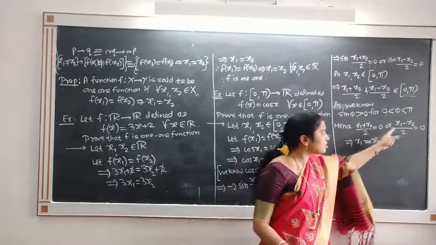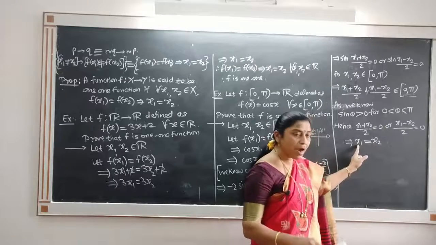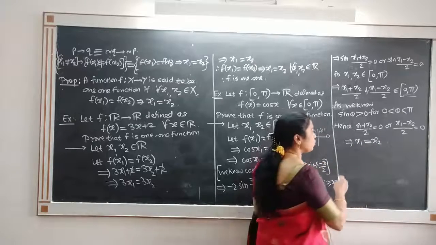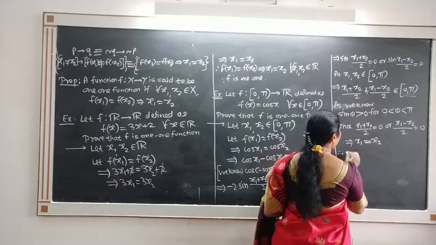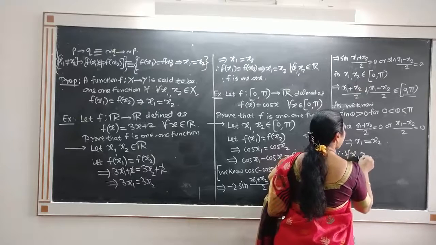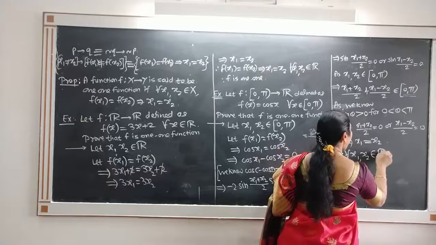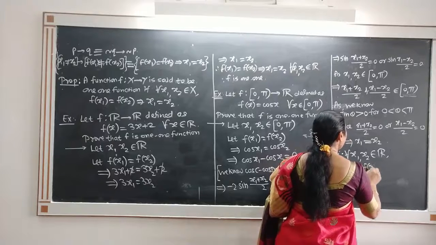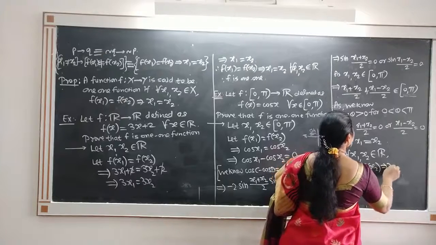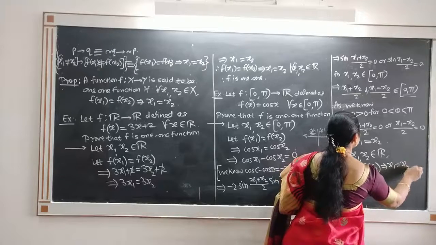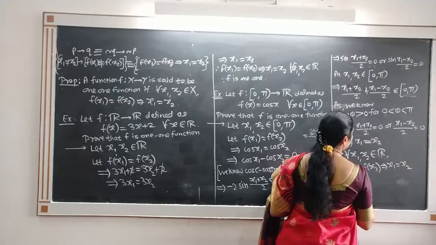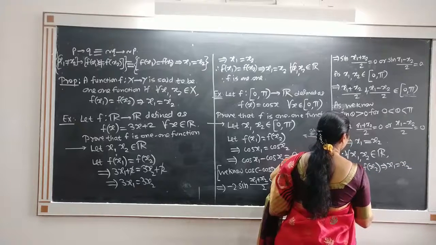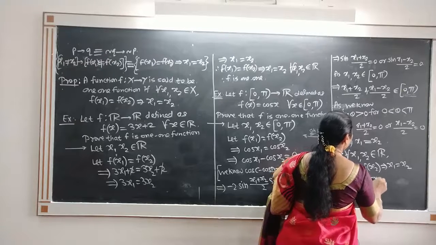If you want the answer to be 0, this is if and only if x1 is equal to x2, and therefore, for all x1 and x2 belonging to R, f of x1 is equal to f of x2 implies that x1 must be equal to x2. This implies that the function f is 1-1 function.